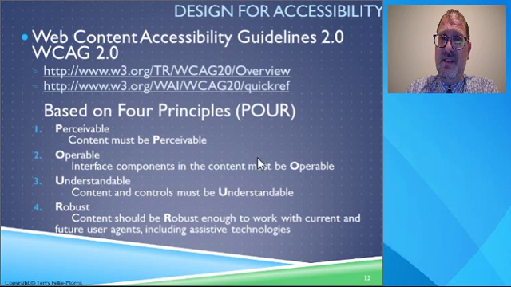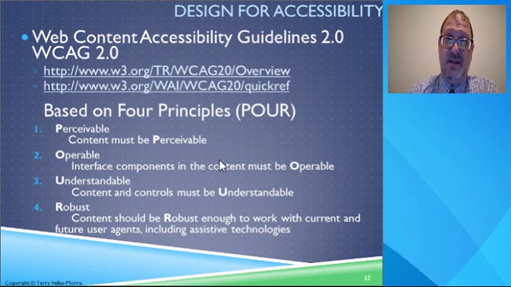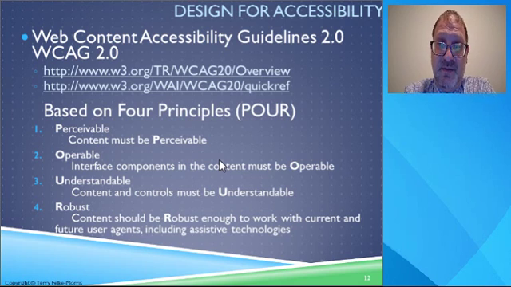There are certain guidelines that you want to consider. POUR is a good way of going about this: perceivable, operable, understandable, and robust. And again, good design will incorporate all of these and will have accessibility built into it, because you want to factor these in. If you have a web page or a website that has good design, by definition, it's going to have all four of these principles.